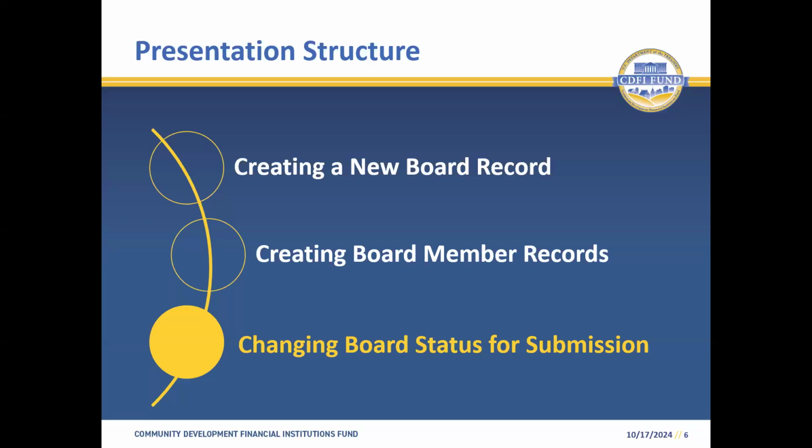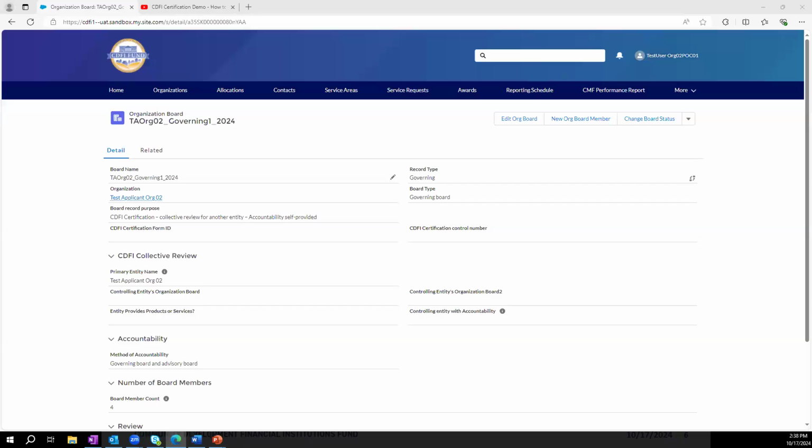The third step in the board record process is to make the record ready and available for the CDFI Fund staff to review it in connection with the application or a board amendment form. Now that the board record is completed and all the relevant board members have been added, the final step in the board creation process is to change the board record status.